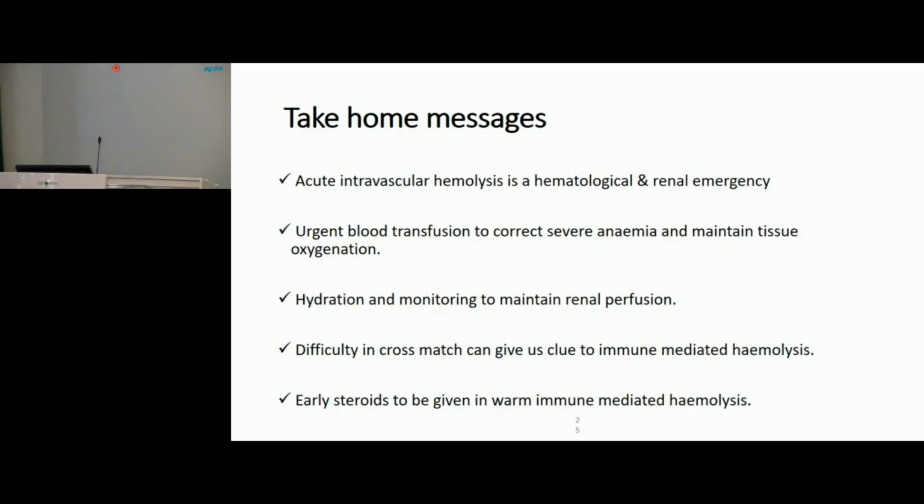We brought up this case to highlight the importance of diagnosing the etiology of acute severe anemia in pediatric emergency. In this particular case, it was autoimmune immune-mediated hemolysis.